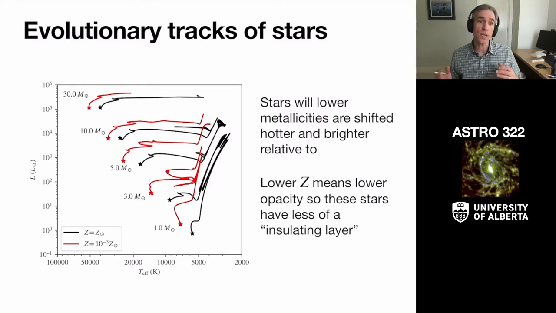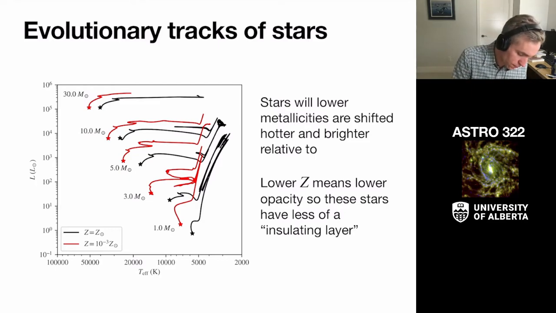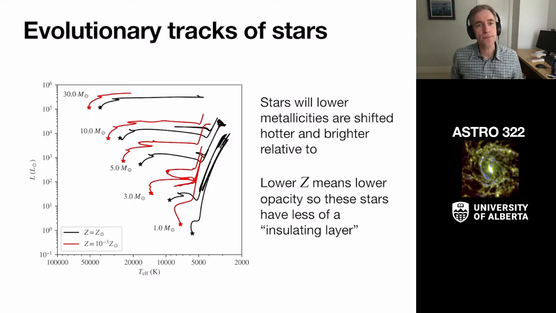And so what I've shown you here is the tracks for these stars at solar metallicity in black, and then in red is at 10 to the minus 3 times solar metallicity. So these would be very early in the evolution of stars. So they end up putting out a lot of their energy, and they have materially different evolution.